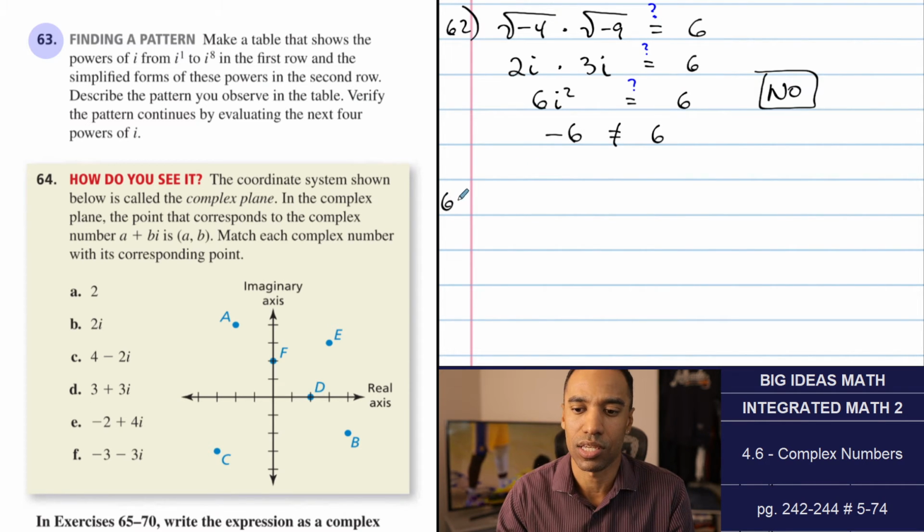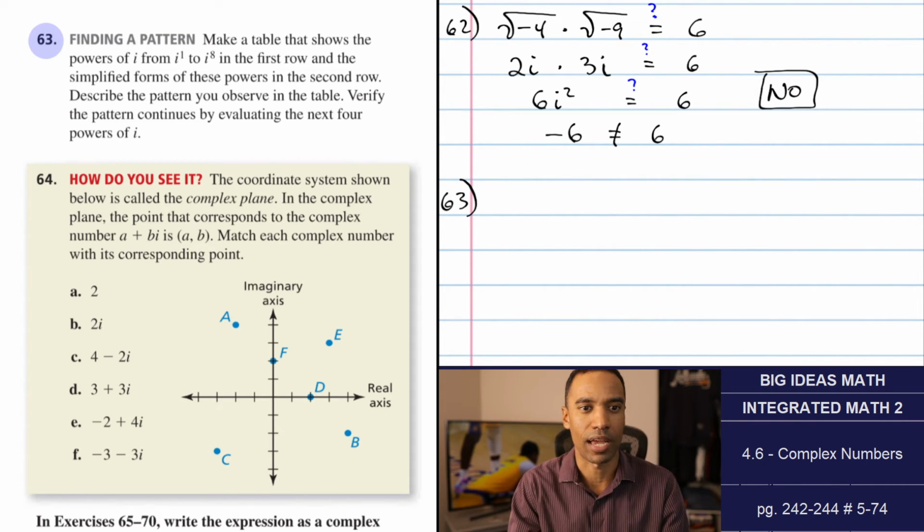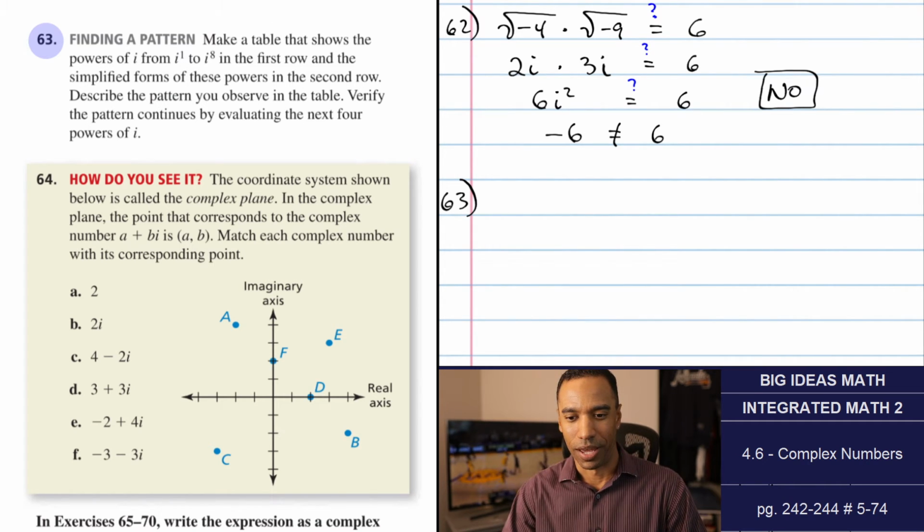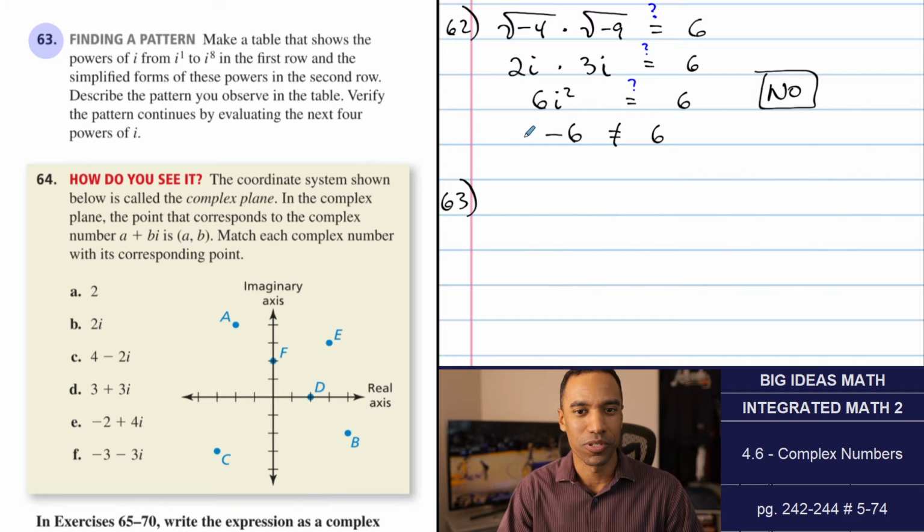Okay, let's do number 63. Actually, here, give me one more second. I have to take care of one thing. Okay, I'm back, and I just saw the score. Lakers losing to the Kings.